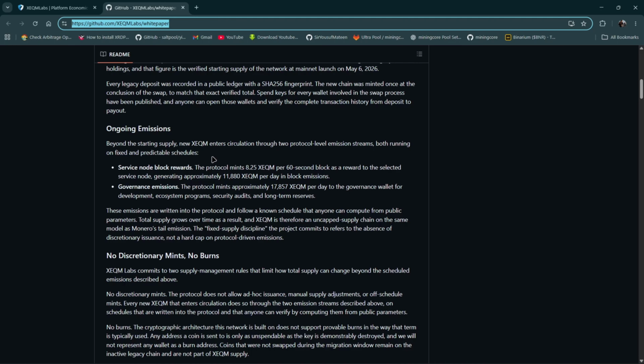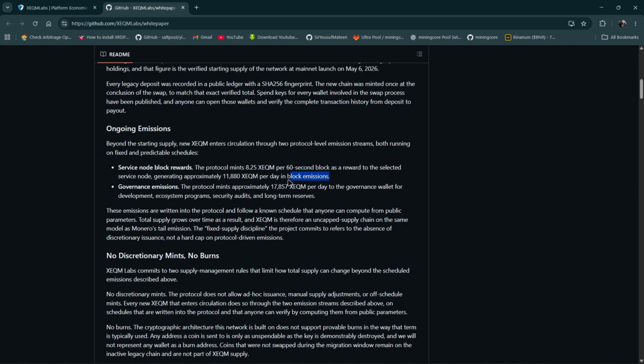Beyond the starting supply, new XEQM enters circulation through protocol level emission streams, both running on fixed and predictable schedules. Okay, service node block rewards. Now this is not the developer fees that we get from developers trying to integrate the API. This is normal block rewards like in every other crypto. The protocol pays 8.25 XEQM per 60-second block as a reward to the selected service node, which is about 11,880 XEQM per day in block emission for the service node blocks. This is the coins that all the service nodes receive per day.